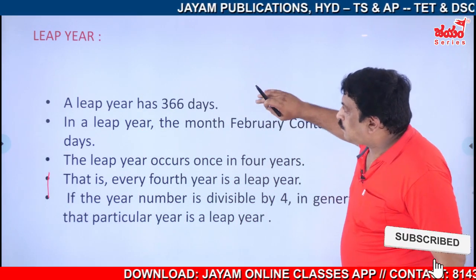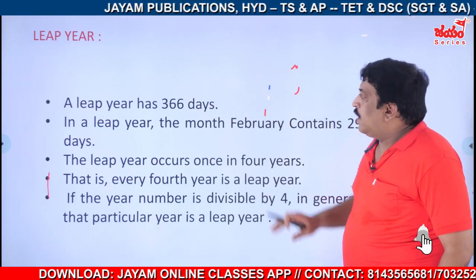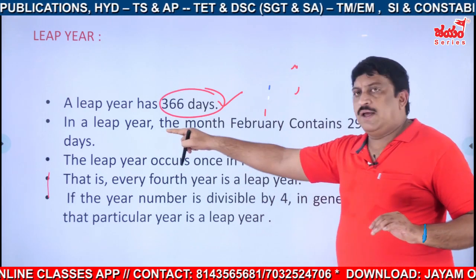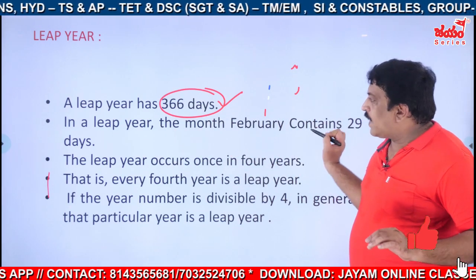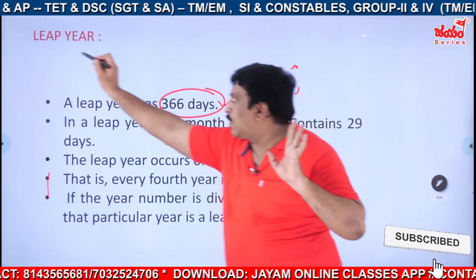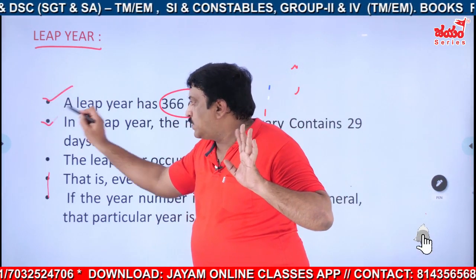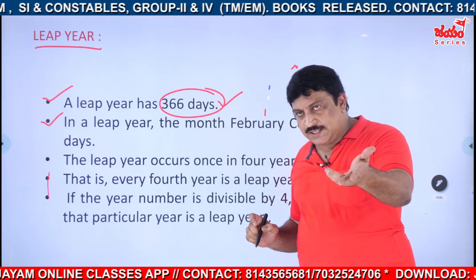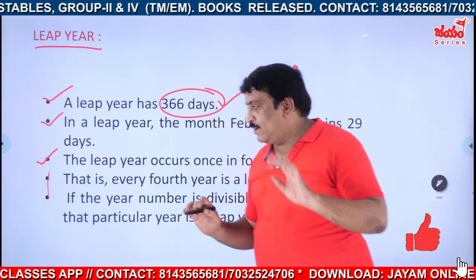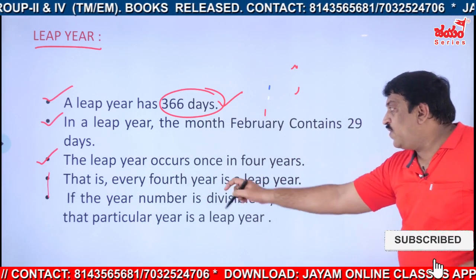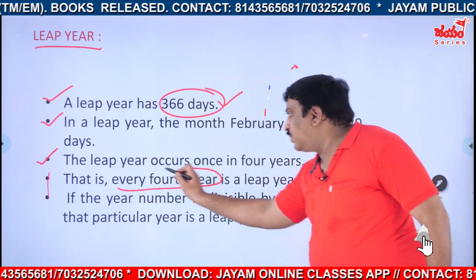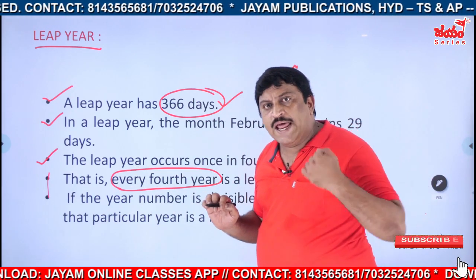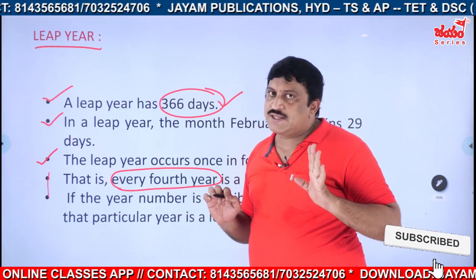See, the leap year. A leap year consists of 366 days, you know that, right? And in a leap year, the month of February contains how many days? 29 days. The leap year concept, right? So this is quite understood. And the leap year occurs once in 4 years. That's what I said, right? So we made a summary like that. That is, every fourth year is a leap year, from the day the calendar starts.